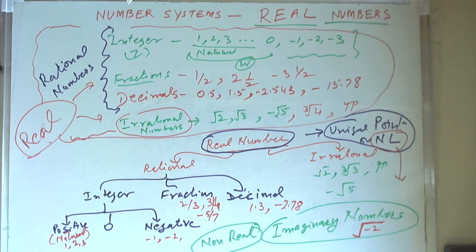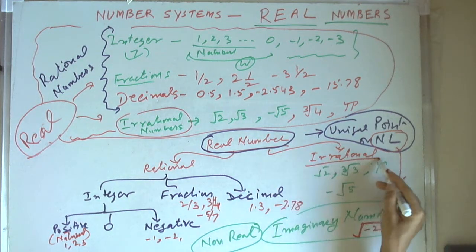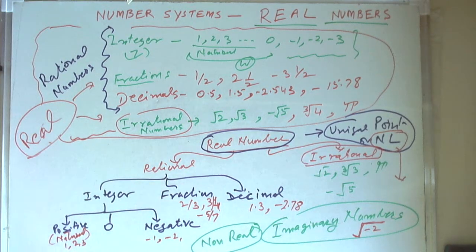So what we have learned in this video is a recap of integers, fractions, decimals, and irrational numbers, and then we saw the full classification of real numbers, first in two categories, rational and irrational numbers, and then within rational numbers the classification is integers, fractions, and decimals. And all real numbers can be represented as a unique point on the number line, including the irrational numbers, but that can be done only by a geometrical process.